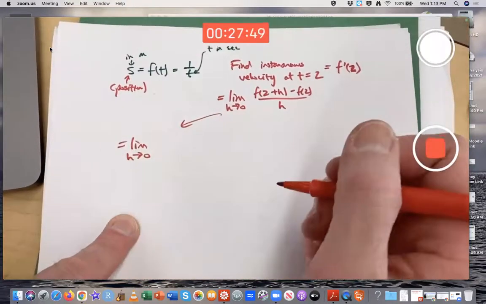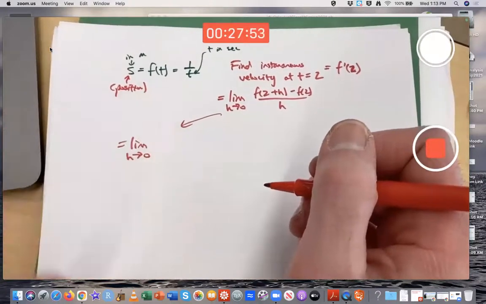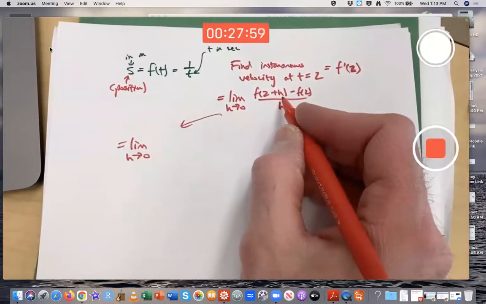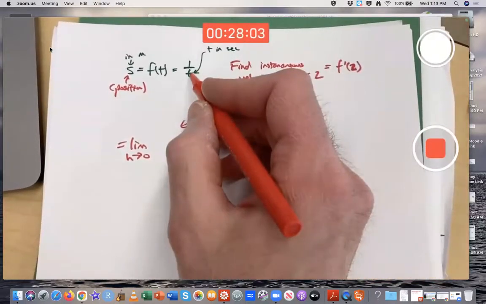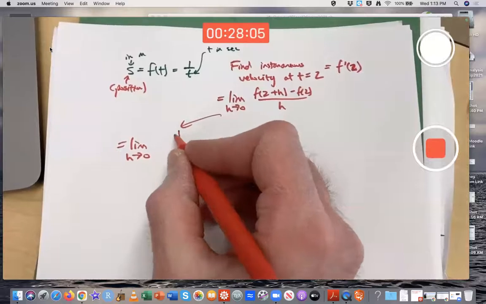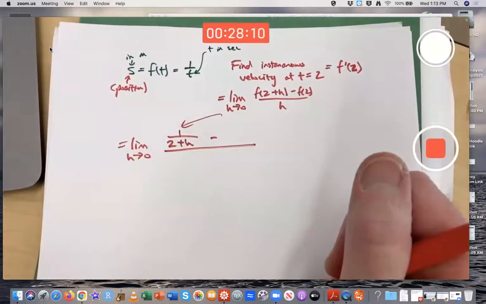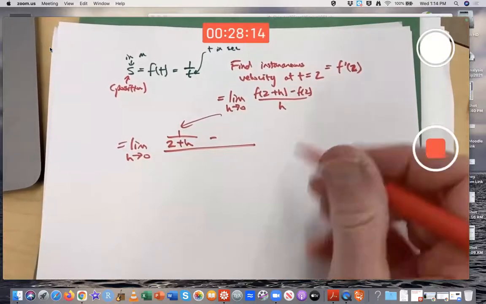All right, what do we do? Use the formula for the function. It's 1 over t. You see f of 2 plus h there. That entire expression, 2 plus h, needs to go into that equation in place of t. You need to do 1 over 2 plus h. That is f of 2 plus h.